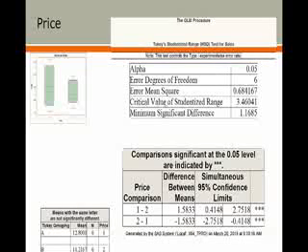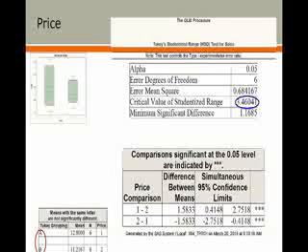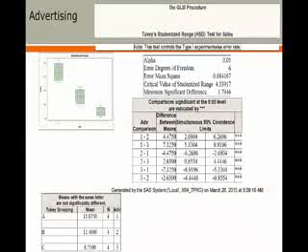You will note that the critical value of the studentized range is the value that we found in the table. The means with the same letter are not significantly different. I can see that the first price is associated with letter A. The second price is associated with letter B. Since they are associated to different letters, then they are significantly different. If they were assigned the same letter, that means they would not be significantly different. Let's just look now at advertising.